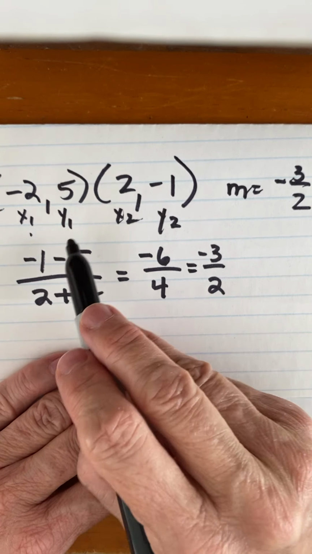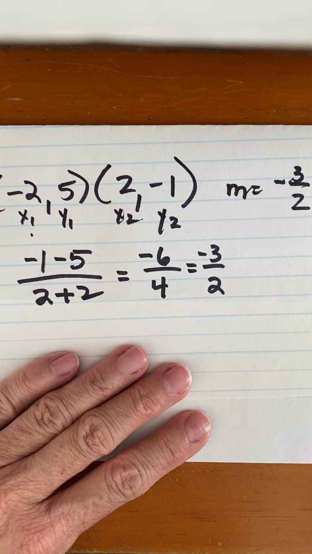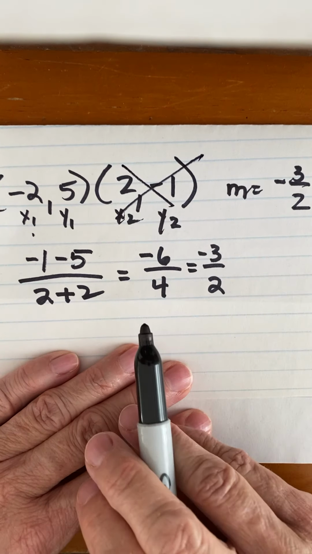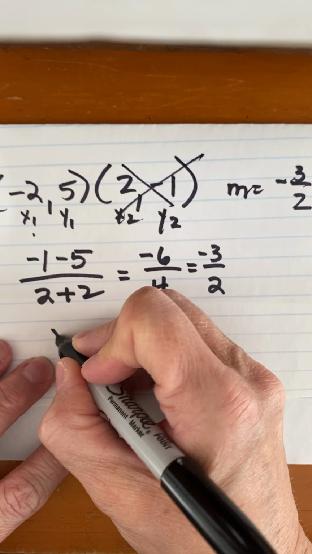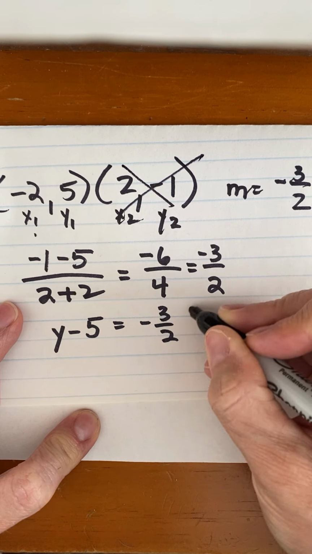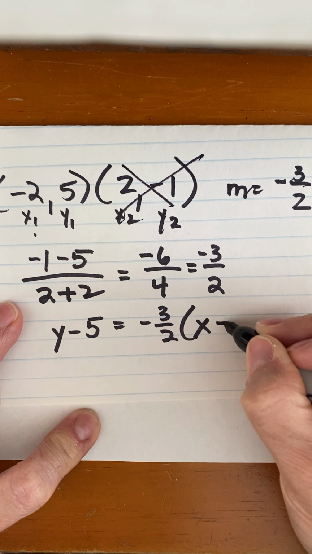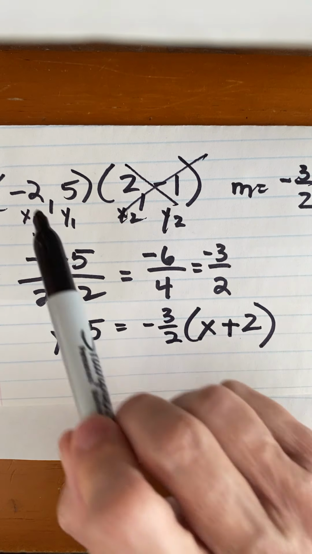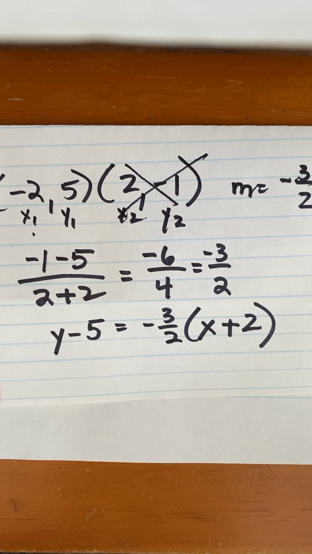Now I have 2 points and a slope. Well, to go into point slope form, I only want 1 point and a slope. So I just cross this one out. Okay, now I say y minus 5 equals negative 3/2 times x minus negative 2. Everybody see what I did here? I have my slope, I have my point, I just went into point slope form. Now I go from point slope form to slope intercept form.